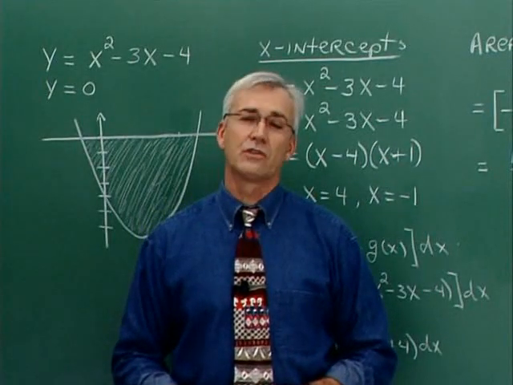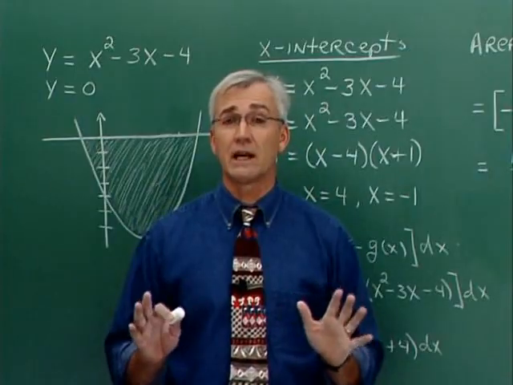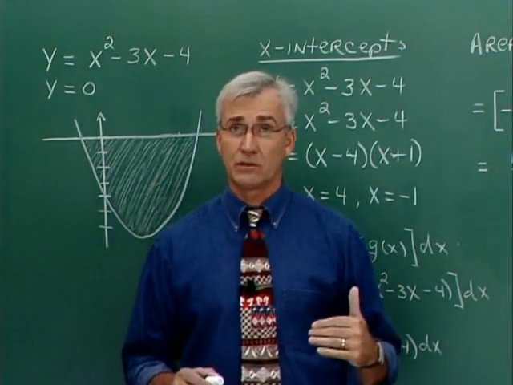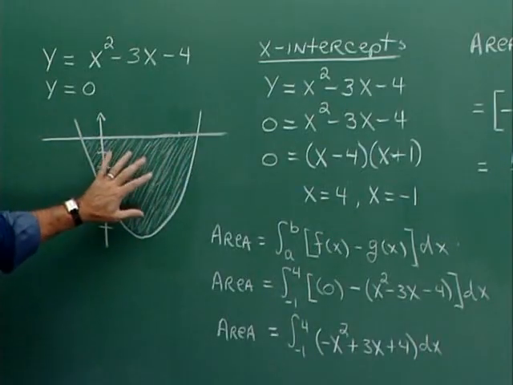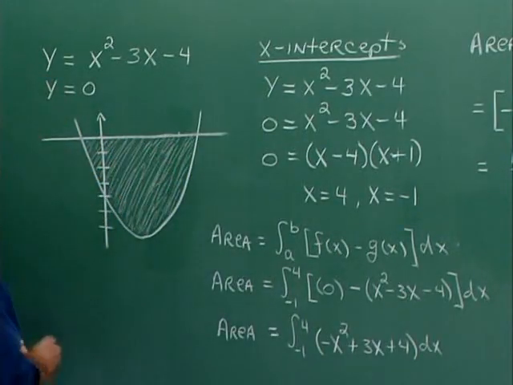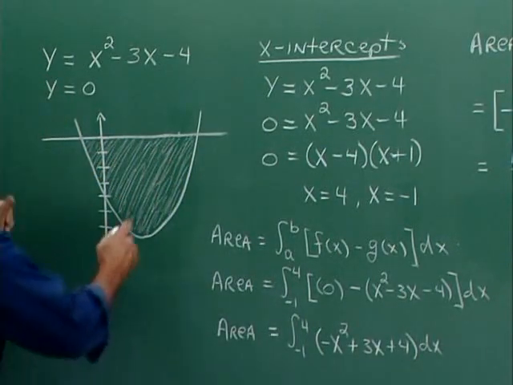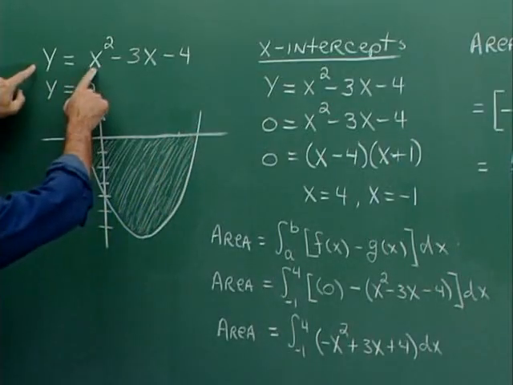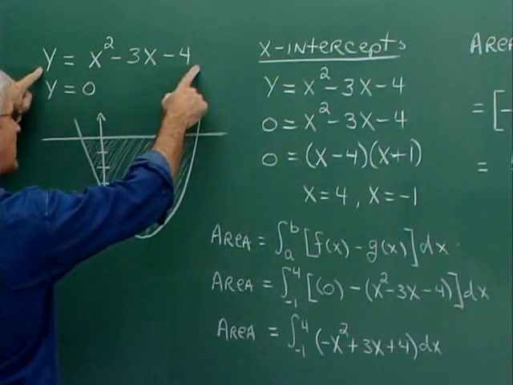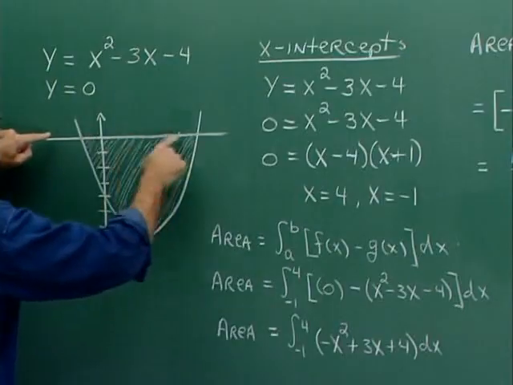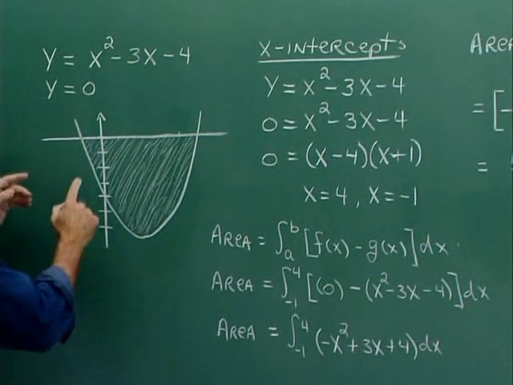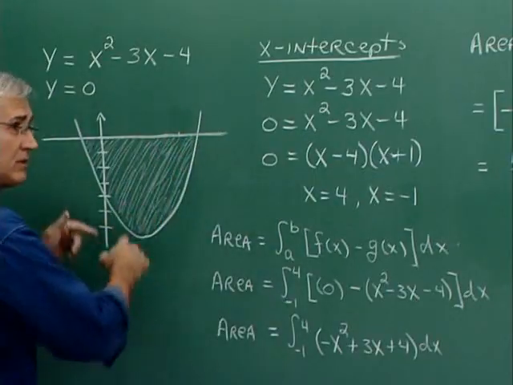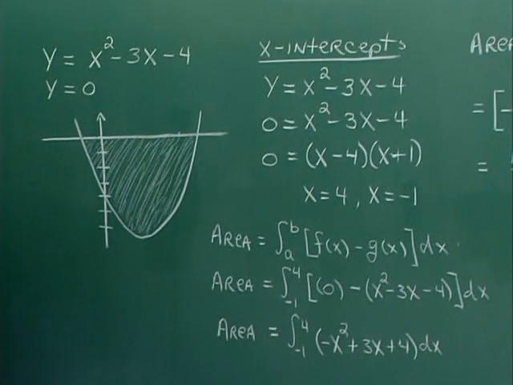Here's a problem which illustrates the idea that the arithmetic kind of takes care of itself for areas below the x-axis. Suppose we want to find the area that's illustrated here with this shaded region. Now, the curve is x squared minus 3x minus 4, and the x-axis is y equals 0. All we need to do is make sure that we use the upper function minus the lower function, and everything takes care of itself.